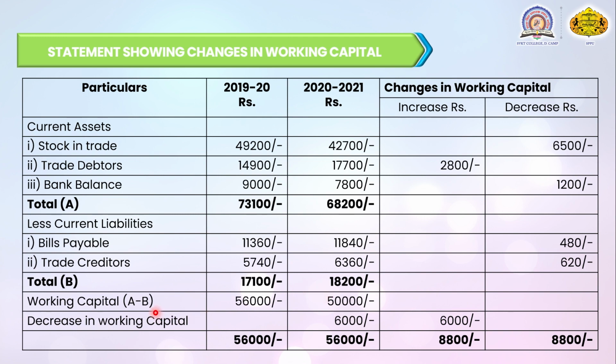The net working capital, current assets minus current liabilities, is 56,000 and 50,000. In 2020 it is 73,100 minus 17,100, equal to 56,000. And in 2021 the current assets are 68,200 minus current liabilities 18,200, which is 50,000. The last year working capital in 2019-20 is 56,000 and this year 2021 is 50,000. So the working capital is decreased by rupees 6,000. This amount is very important while calculating the changes in working capital.